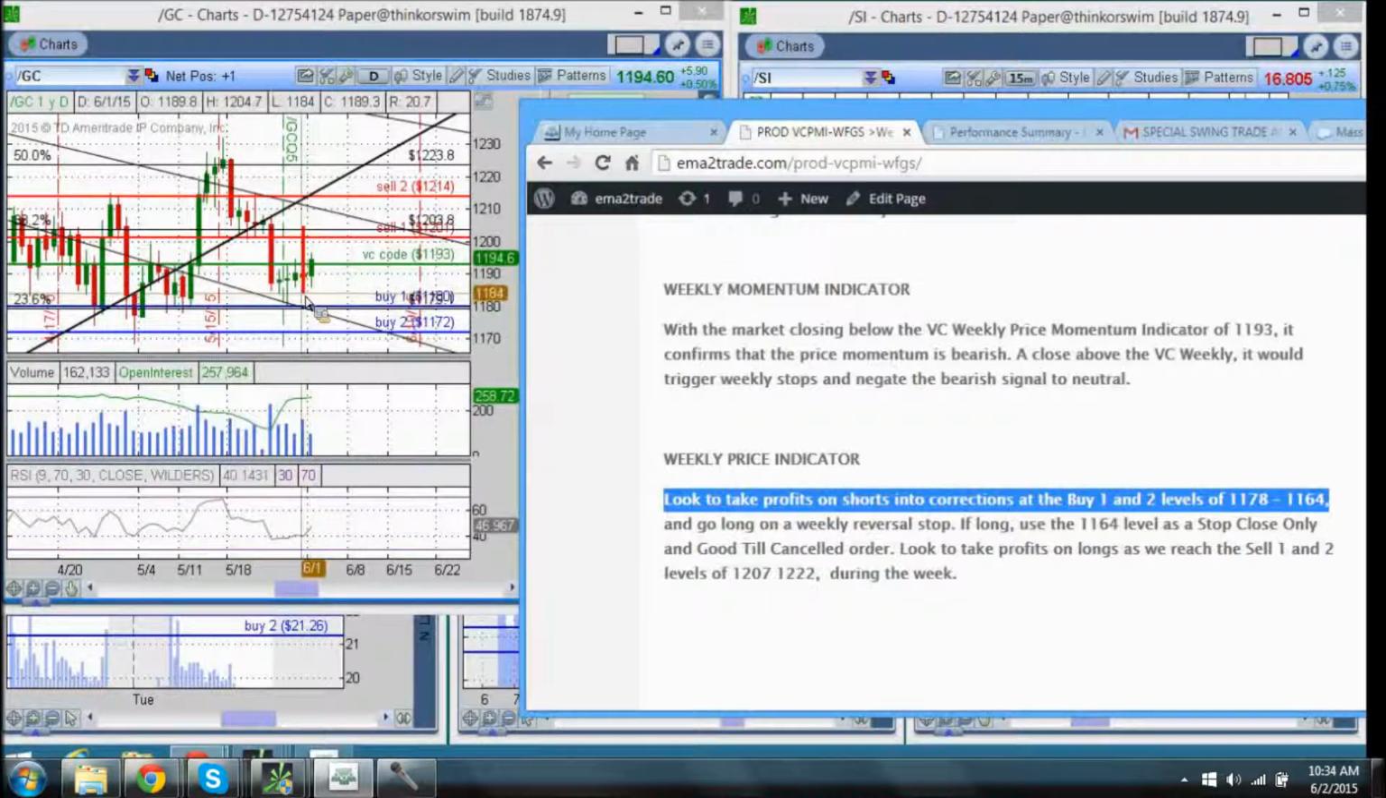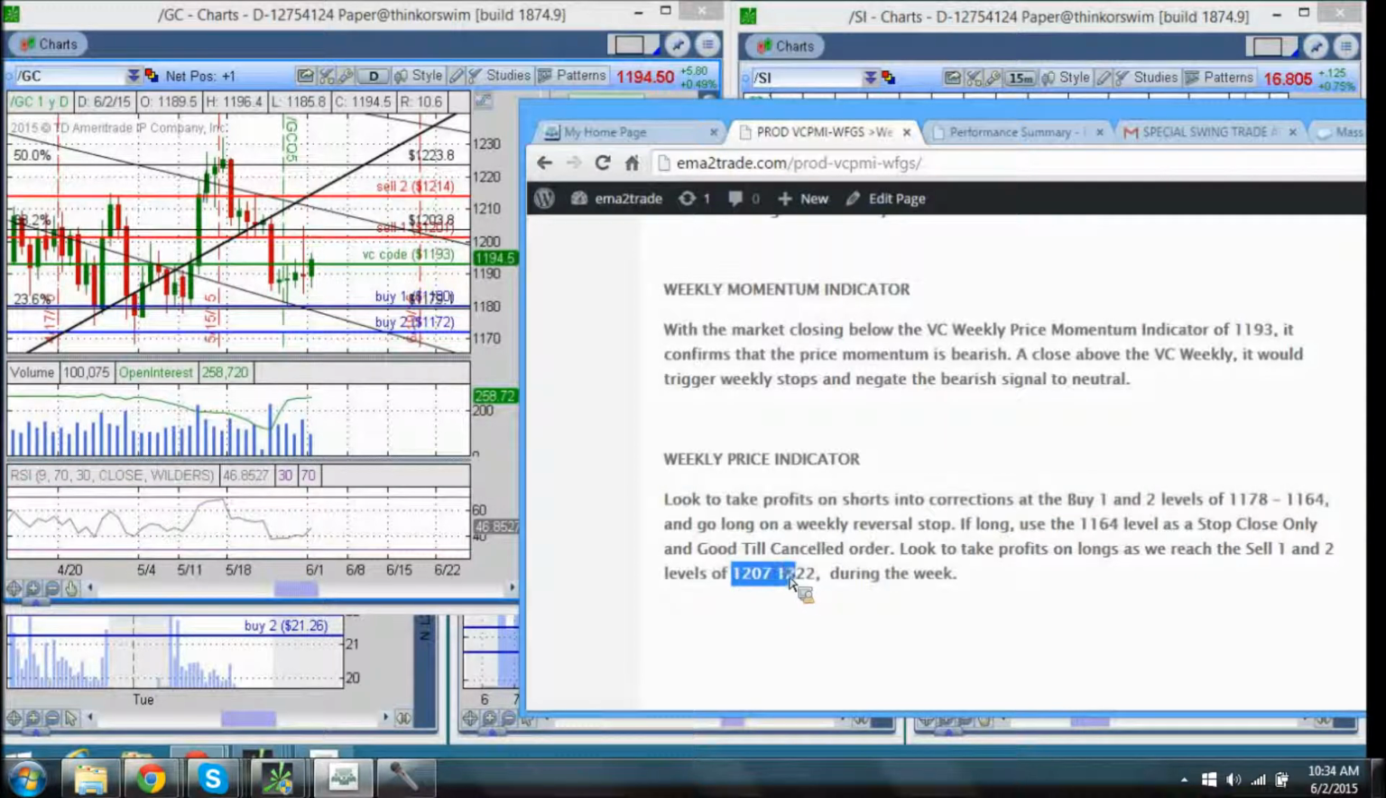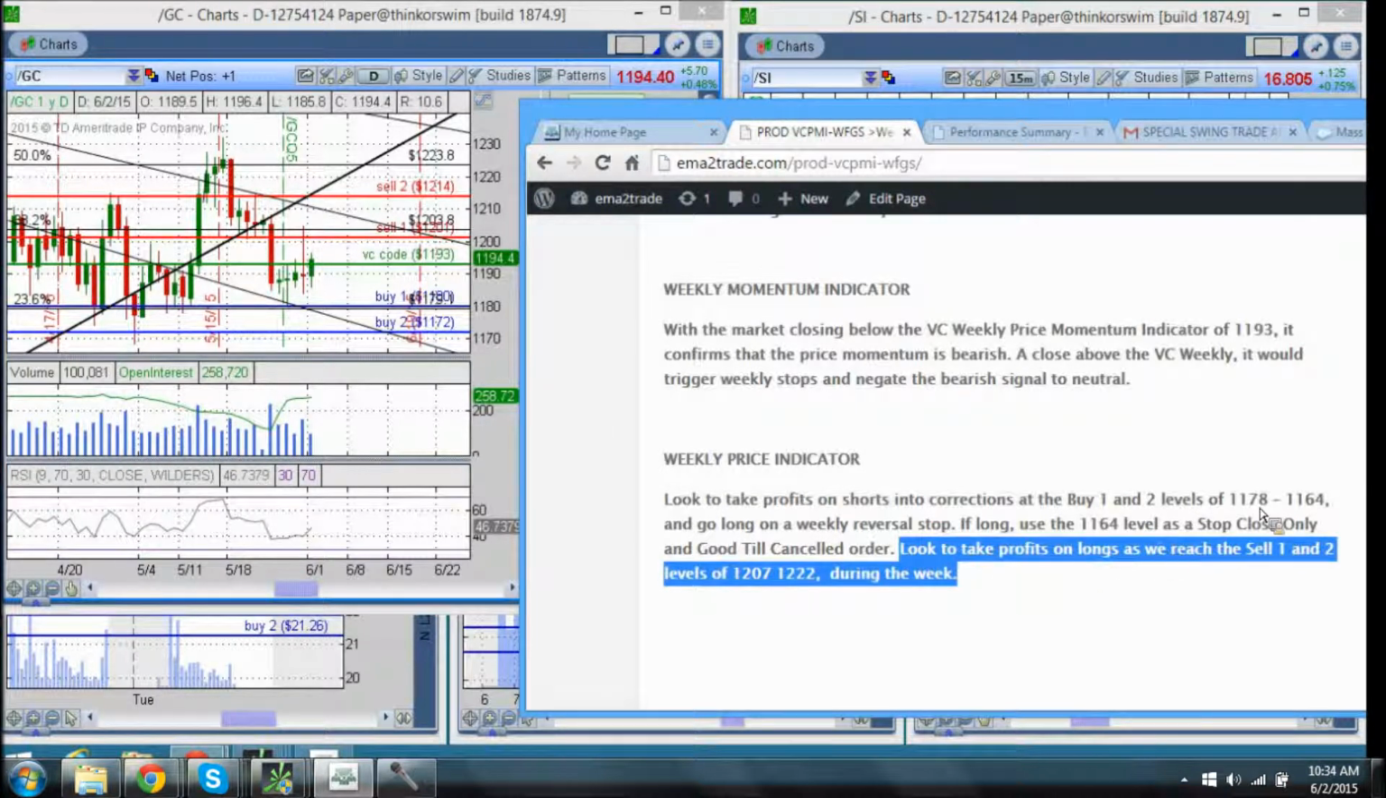That's where the energy kicked in to buy. All the buying came in, and basically the market rallied all the way up to about 1205, about $2 away from our target, and that we basically anticipated that if you bought anywhere down here, look to take profits as we reach the sell one and sell two levels.